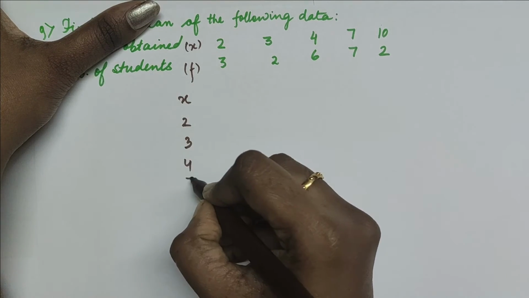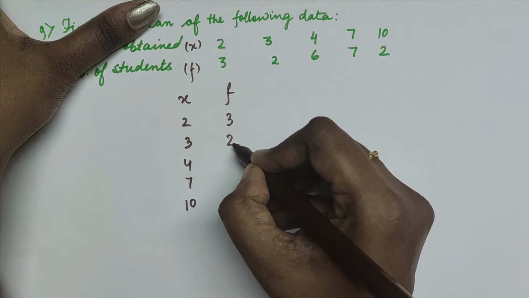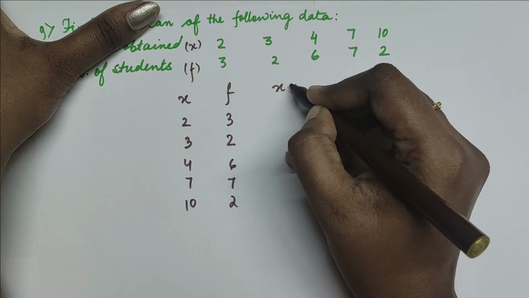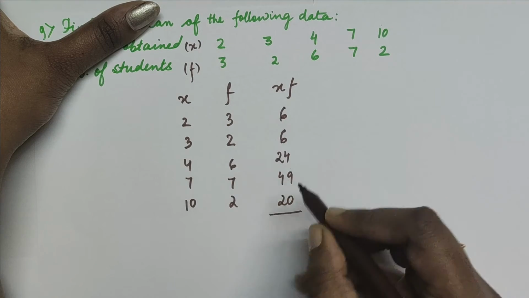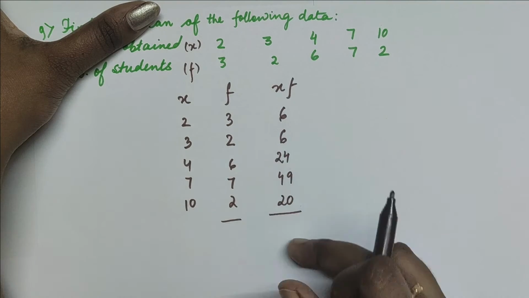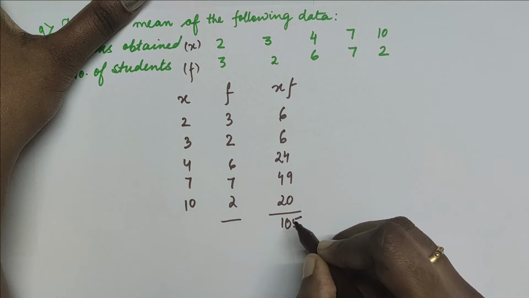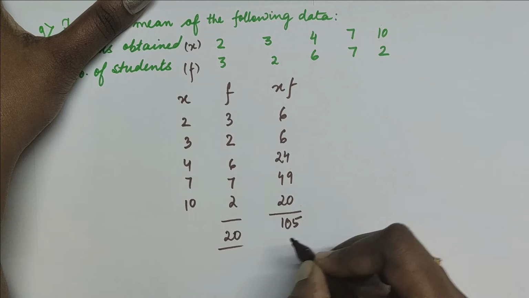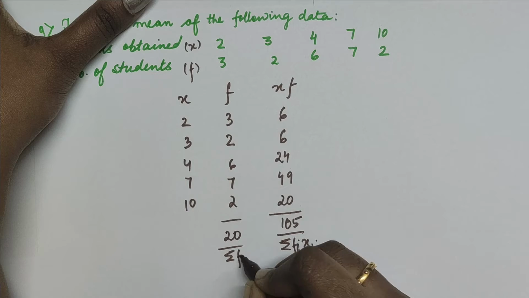All the values of x, the respective frequency values. You can make a table and do it neatly, and the value of fx. So we have to multiply, and as I told, we will do the total of these two columns. So my total here is going to be 105 and the total here is going to be 20. So this is the fx and this is the f.